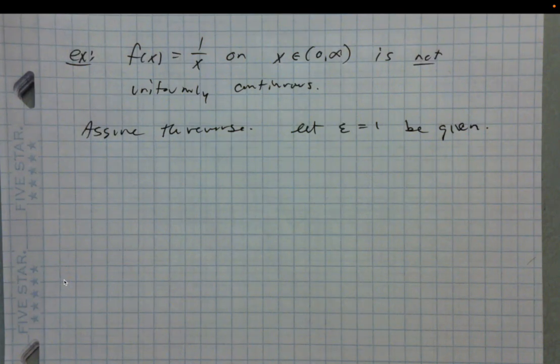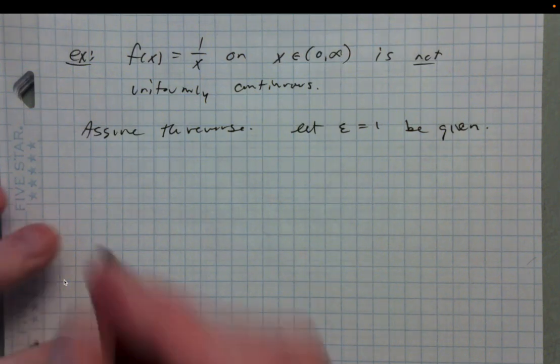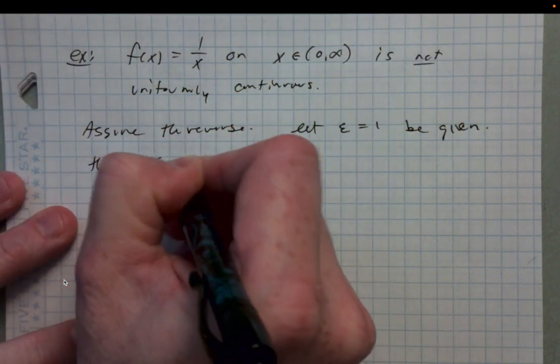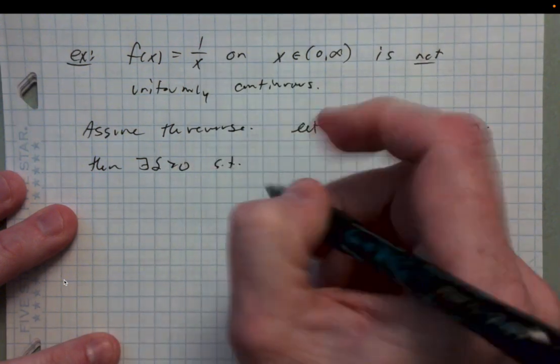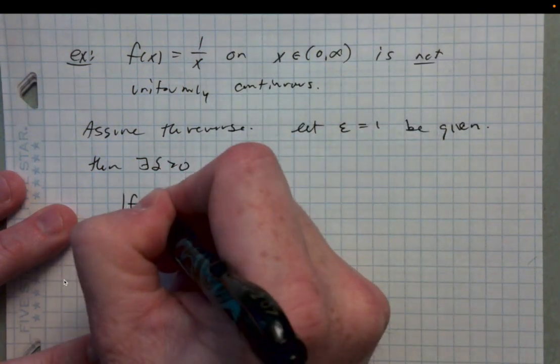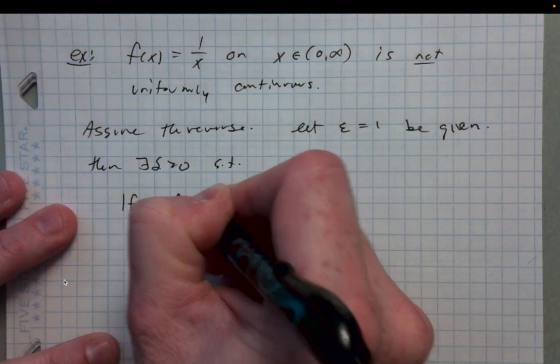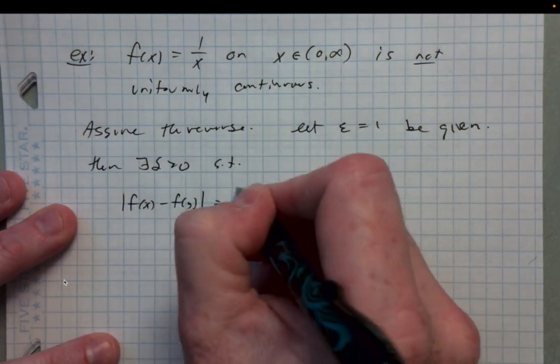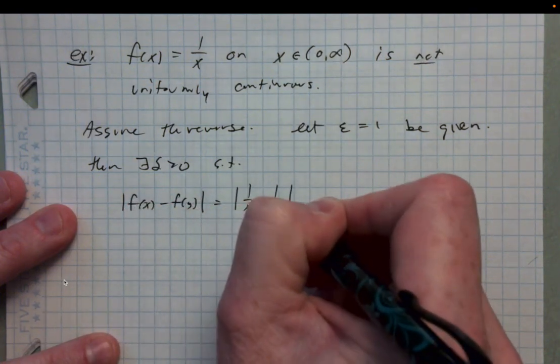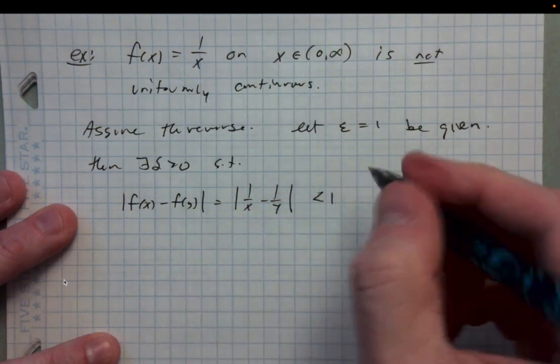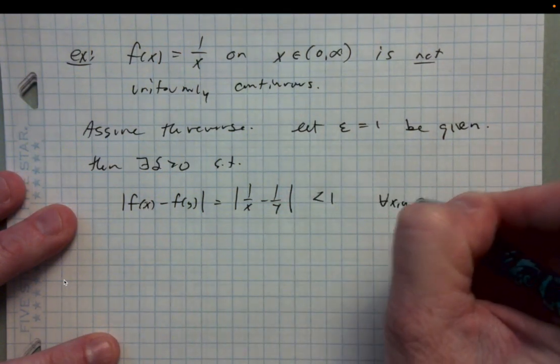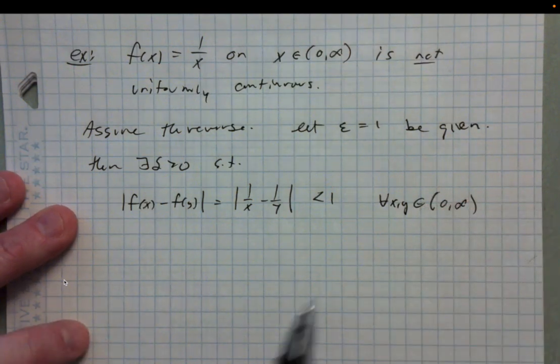For any epsilon greater than 0, if it is uniformly continuous, you should be able to find some delta that works everywhere for any epsilon, right? Here's an epsilon where we're going to find that it doesn't work. So let epsilon equal to 1. Then there exists delta greater than 0 such that |f(x) - f(y)|, which is equal to |1/x - 1/y|, is less than 1 for all x, y in (0, infinity).